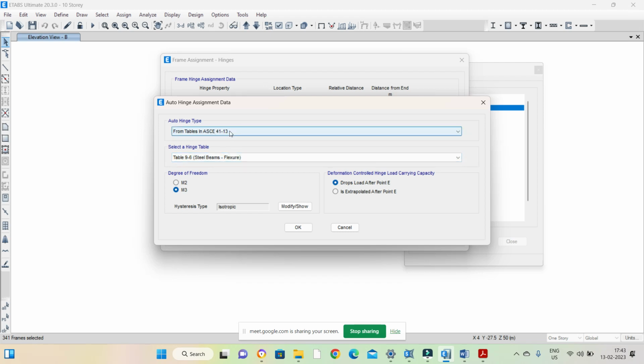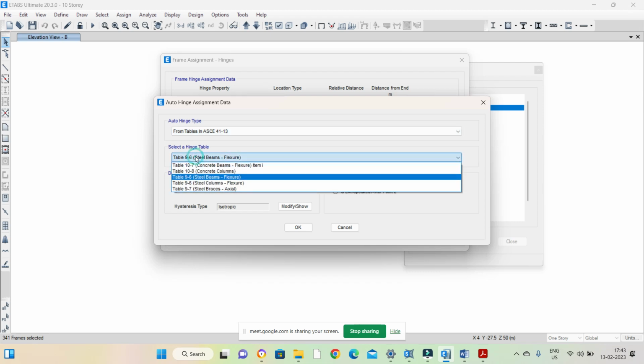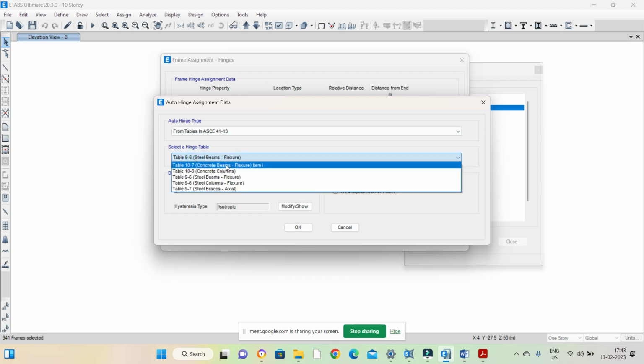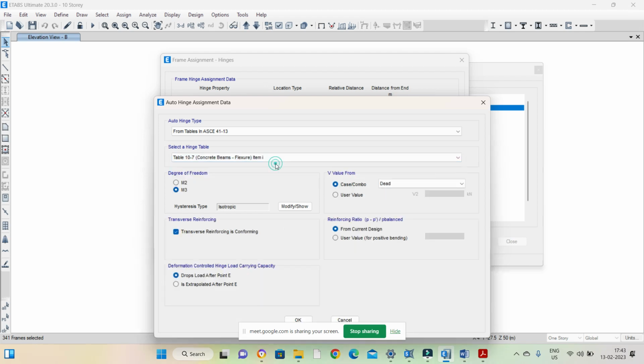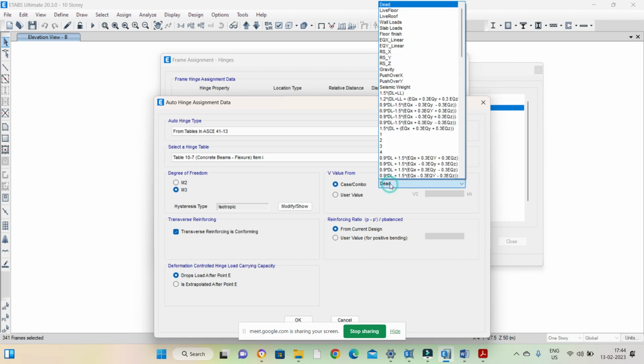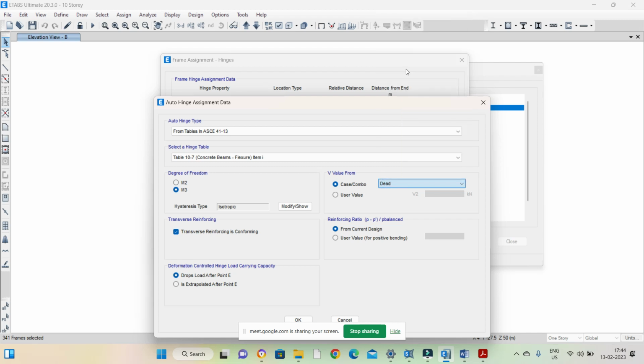Okay, so you have selected ASC 41-13 and select the hinge table for concrete beams. These are the types of members for which you want to define your hinge, and this is M3. As you know, in case of beam we usually consider moment in the third direction, M3. And this is the gravity load case we have defined earlier.